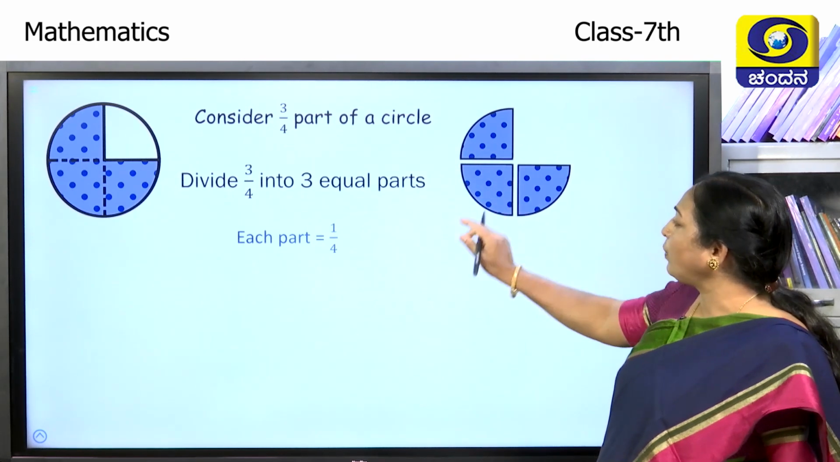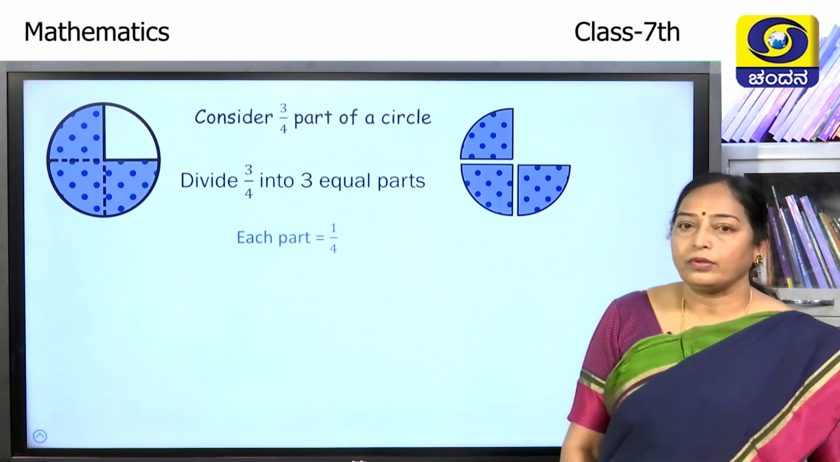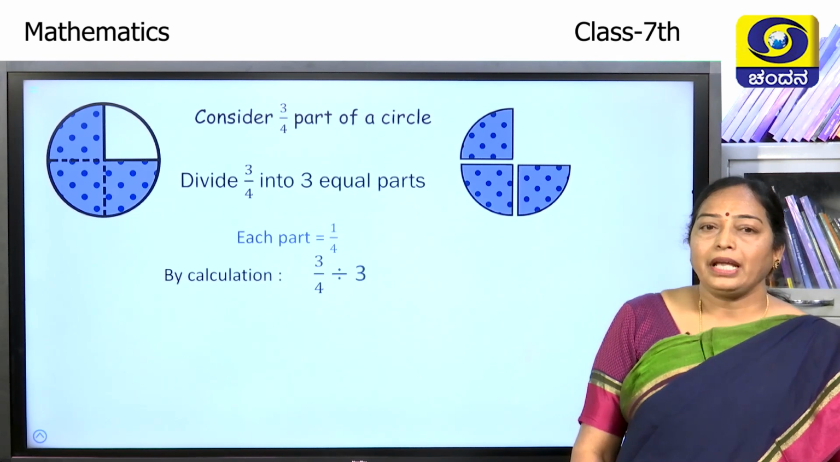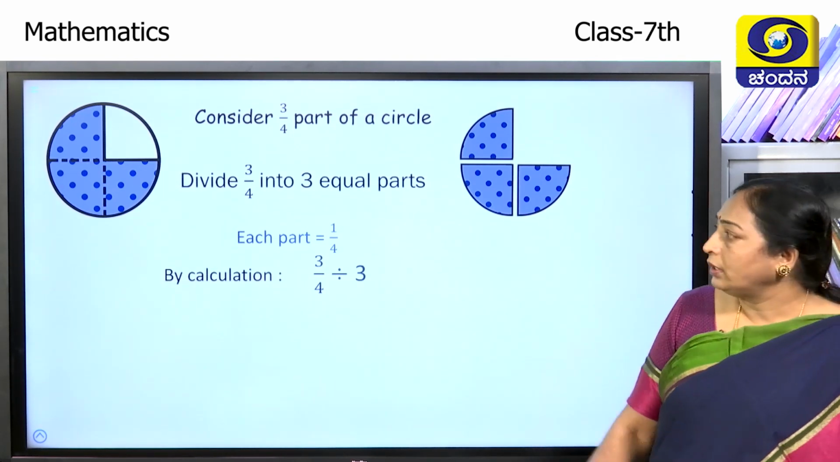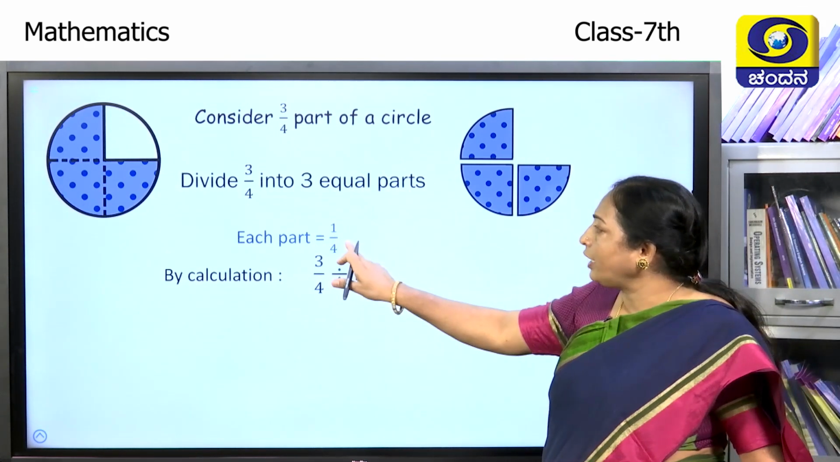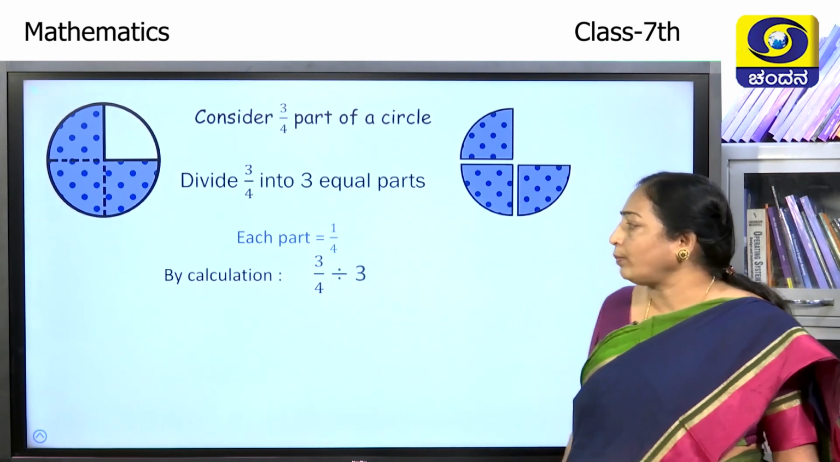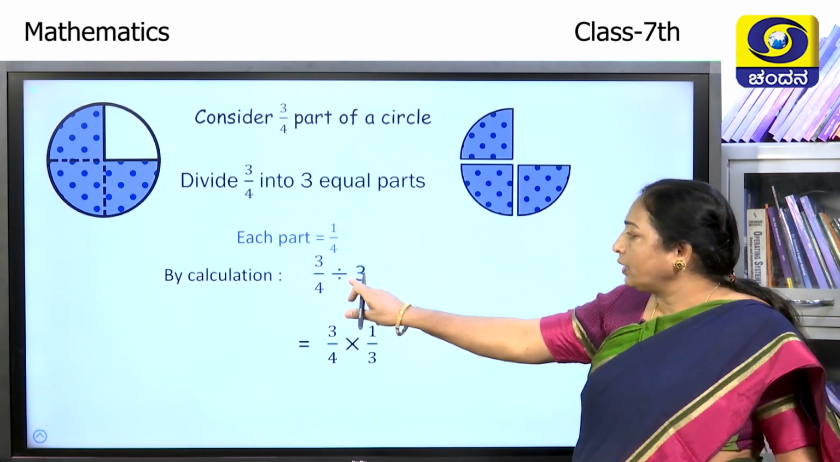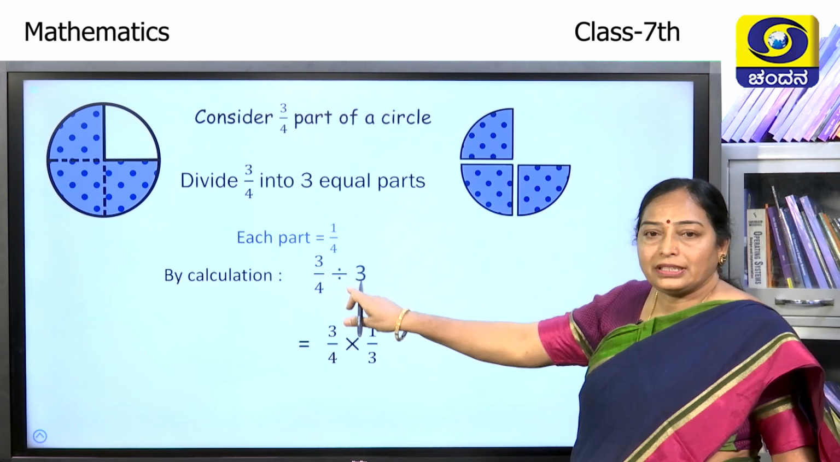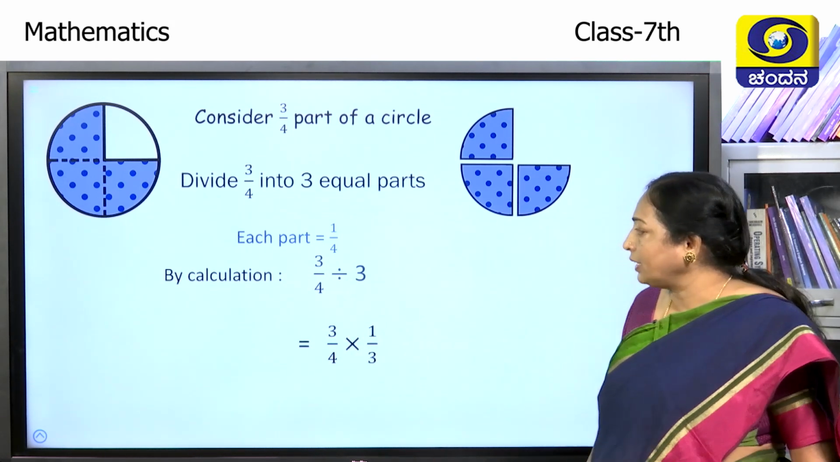1, 2, 3. Each part is 1 by 4. By the calculation, how do we find this 1 by 4? 3 by 4 divided by 3 equal parts. 3 by 4, changing the division sign as multiplication.